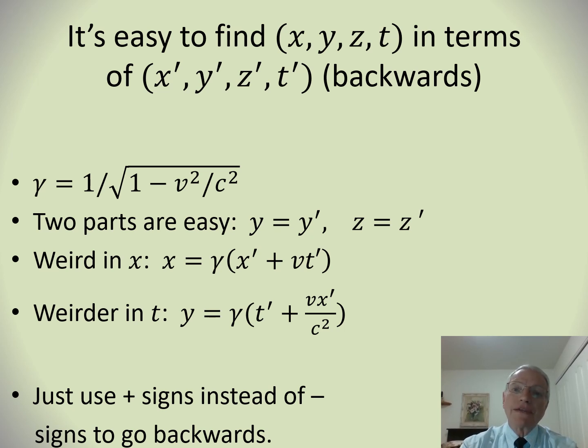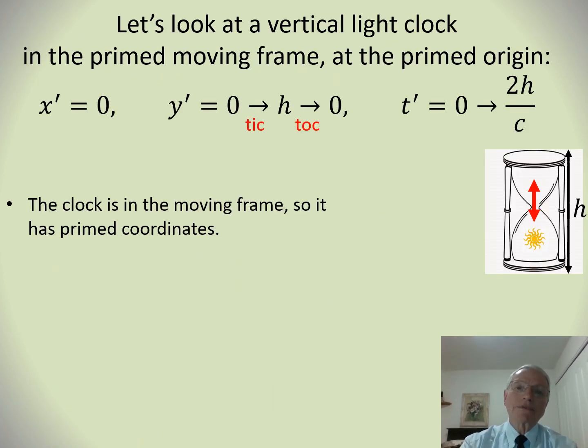Now, you might need to run these backwards. I gave you the formulas for x prime and t prime in terms of x and t. What if you want to know x and t in terms of x prime and t prime? Well, it's easy. The formulas are the same. You just switch the primes and the unprimed quantities and change the minuses to pluses, and it works exactly the same way. We're going to use both of these formulas to look at some problems.